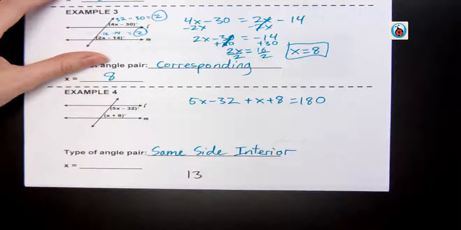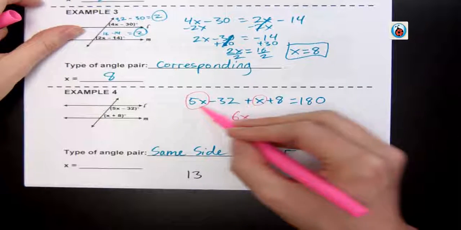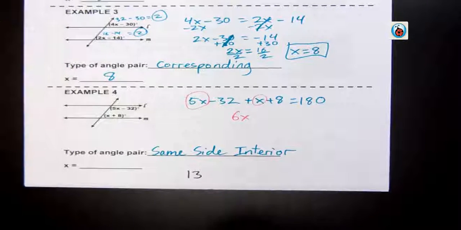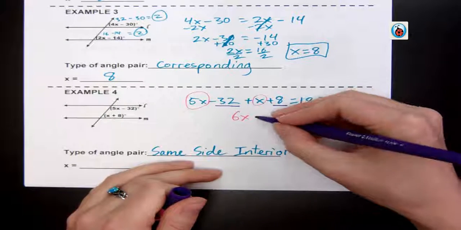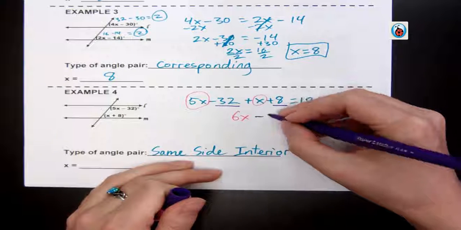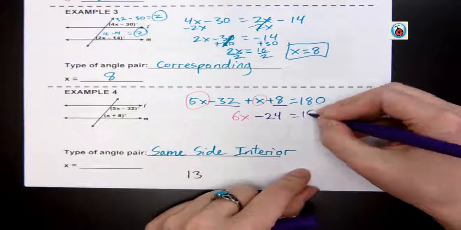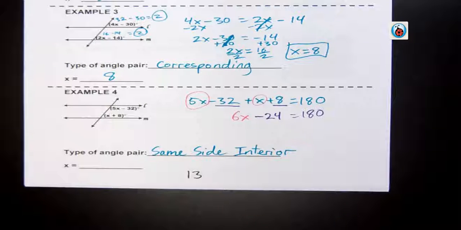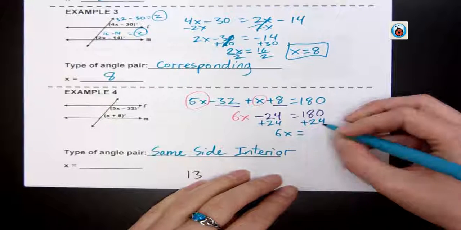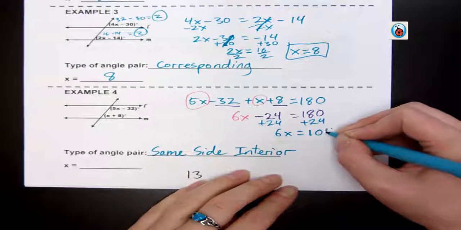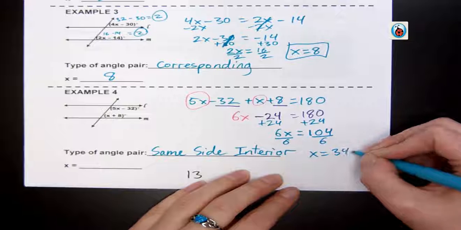And then I start by combining my like terms. So 5x and x gives me 6x. I'm on the same side, so I just add them. And then my negative 32 plus 8, I combine them, negative 32 plus 8, which gives me negative 24, equals 180. And then I solve it out by adding 24 to both sides. 6x equals 204. Divide by 6 to get x equals 34.